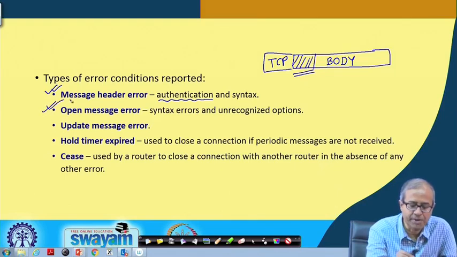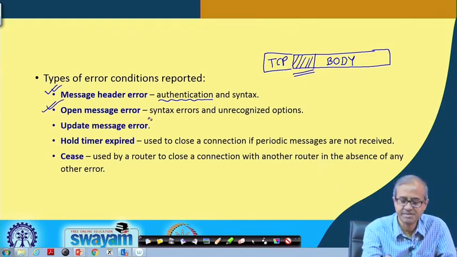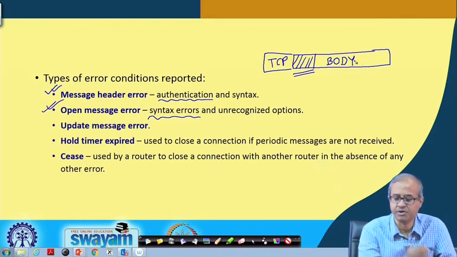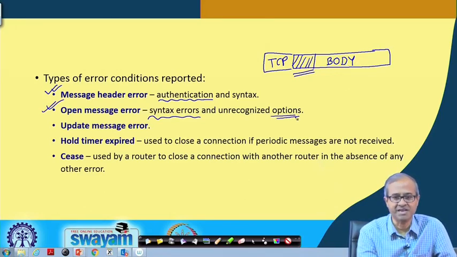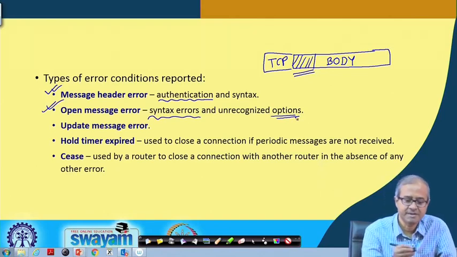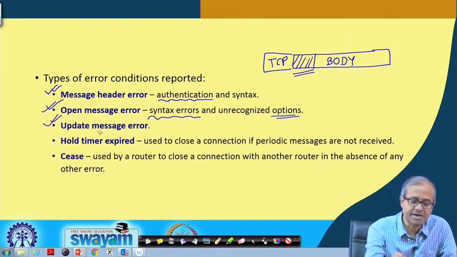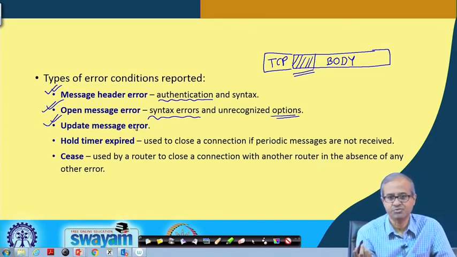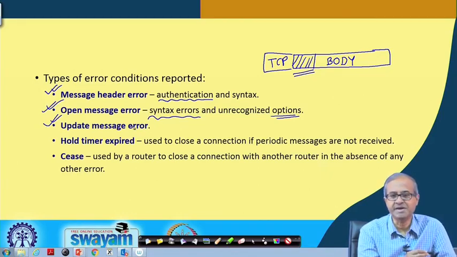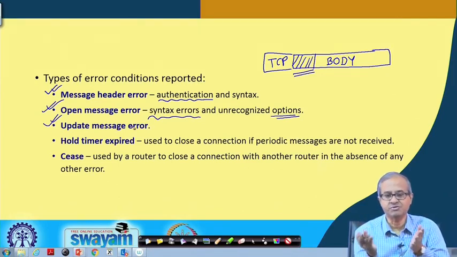Similarly, there can be open message errors where there is some syntax error in the body of the message, some options you have specified which are not one of the valid options. This can again happen due to network errors during transmission. Similarly, when the routing table changes are being transmitted through the update messages, there can be some error in those messages also. Somewhere some corruption may happen, so that the receiver is unable to understand what it means.